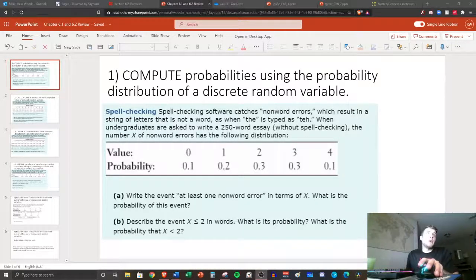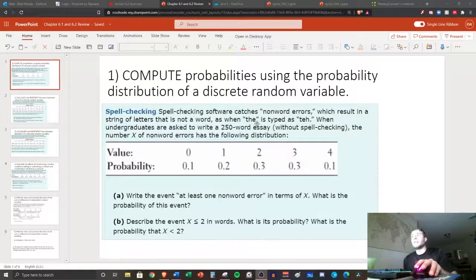So we're going to begin with a basic example. The objective here was to compute probabilities using the probability distribution of a discrete random variable. So remember, random variables have to be numbers. Any value that is a number, and we see that here, value, and then its probability distribution has the value that goes with it, and these are the probabilities that are associated with those.